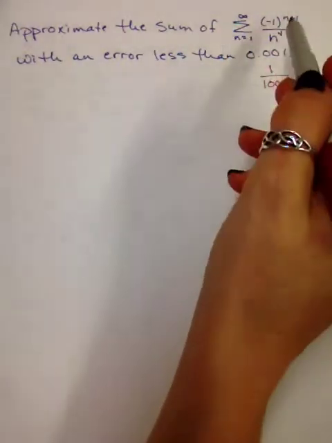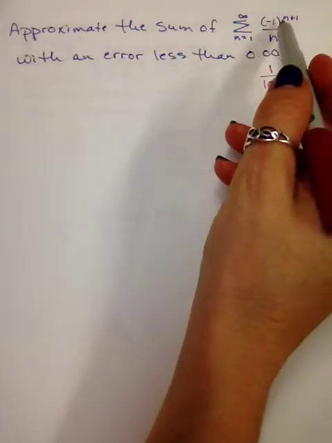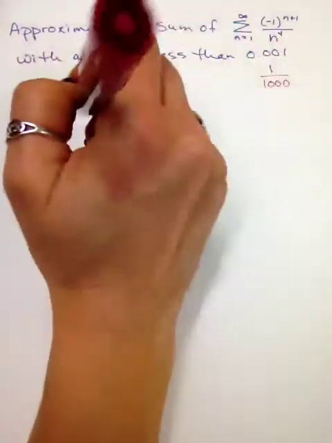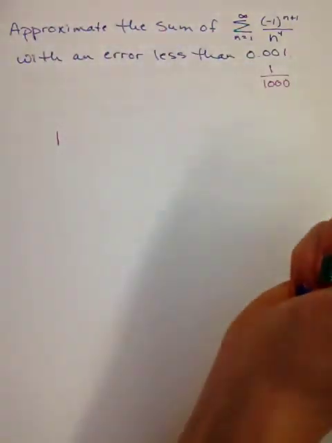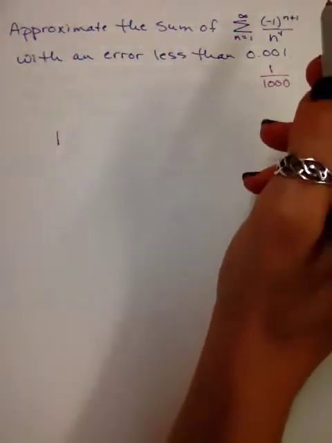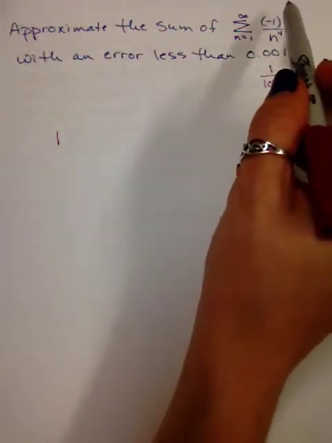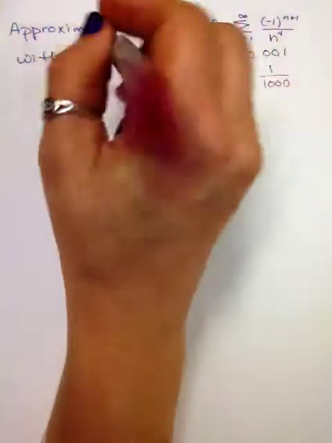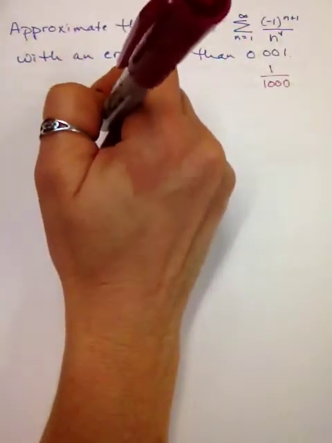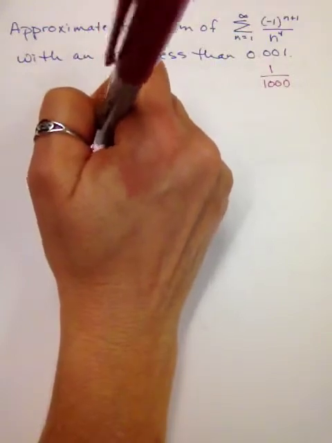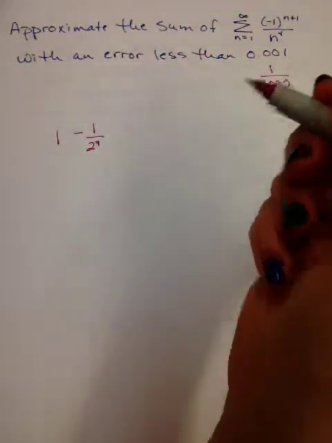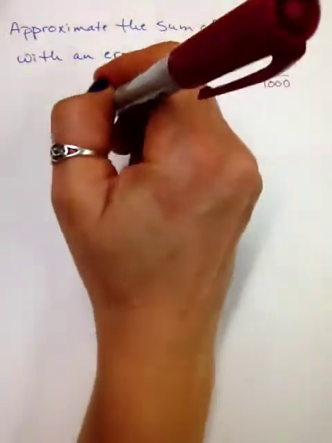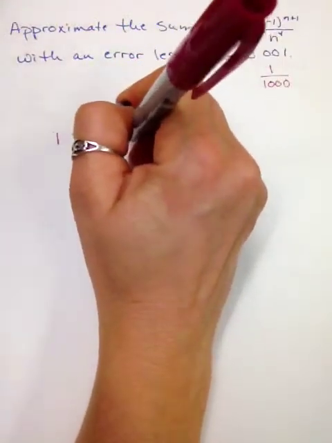So I plug in a 1. Negative 1 to the 1 plus 1 is a negative 1 squared is a 1 over 1 to the 4th is just 1. My n becomes 2. 2 plus 1 is 3. Negative 1 to the 3rd is a negative 1 over 2 to the 4th. I plug in a 3, and it's a positive 1 over 3 to the 4th.